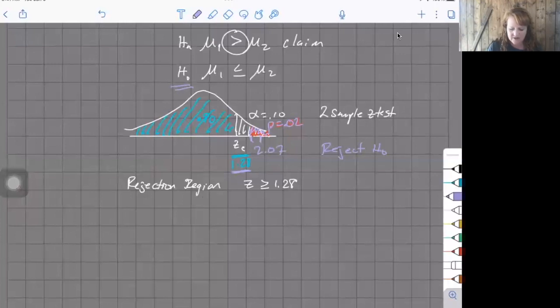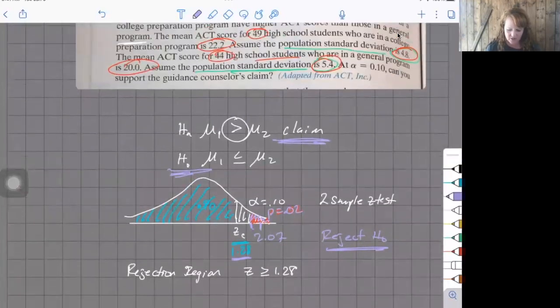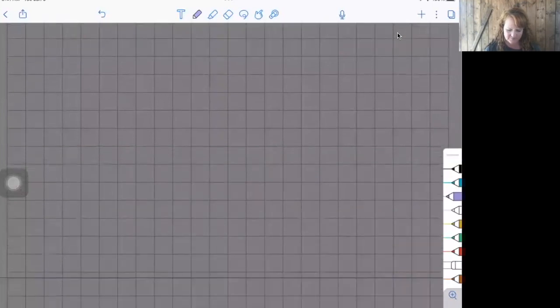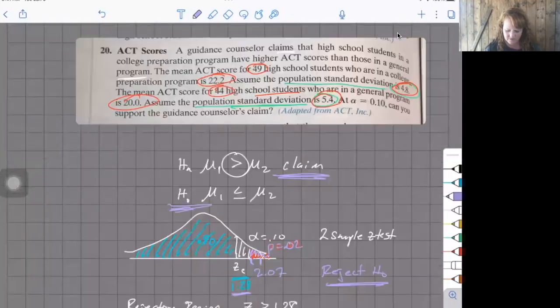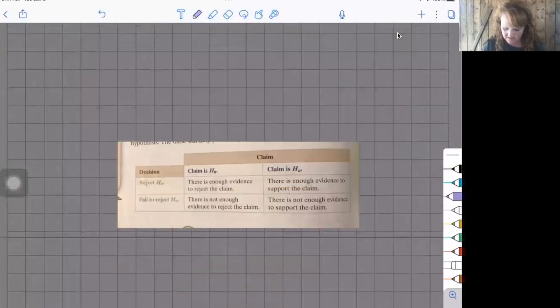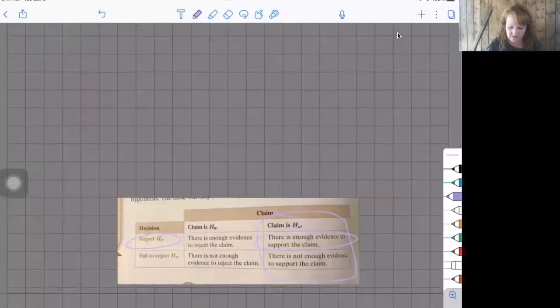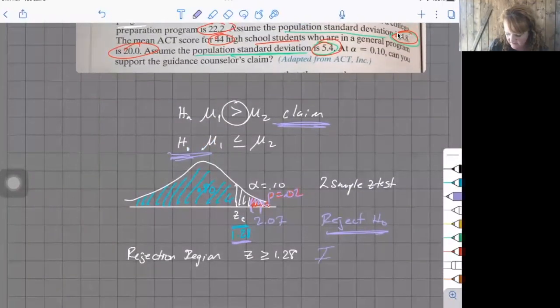So this is saying, here's my claim. And I just said, hey, the opposite of my claim is not true. That means that my claim must be true. So let's look at our chart. My claim's HA. Whoops, went the wrong way. Sorry. My claim is HA. I'm going to reject H naught, and that means that there is enough evidence to support the claim. So there is enough evidence to support the claim. All right. And that's it.